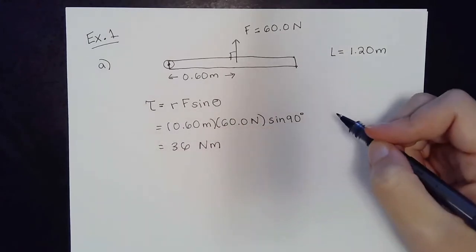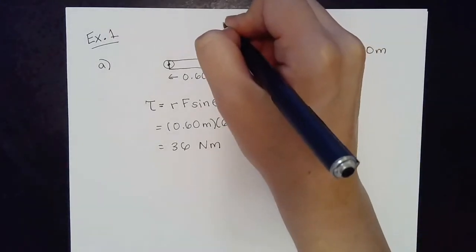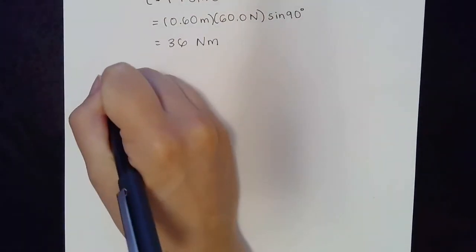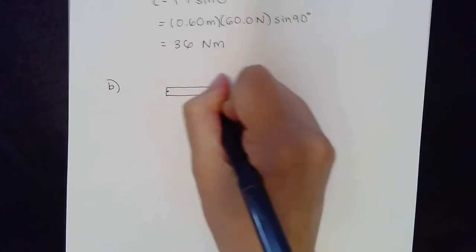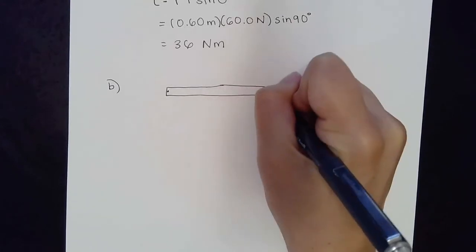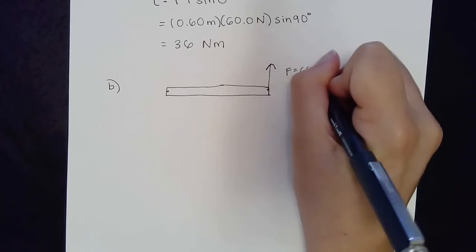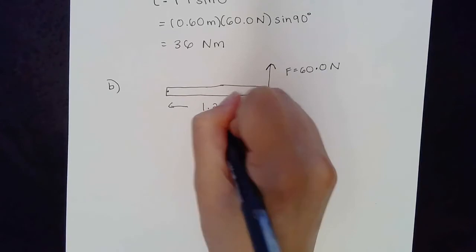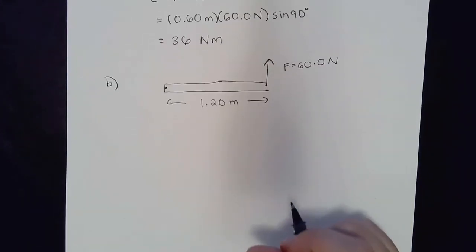Now remember to add a sign to your torque values. This force would pull the door counterclockwise, so it is a positive torque. All right, now in part B, this is the case where instead the force is applied at the end of the door here. So now this is a distance of 1.20 meters from the axis of rotation.